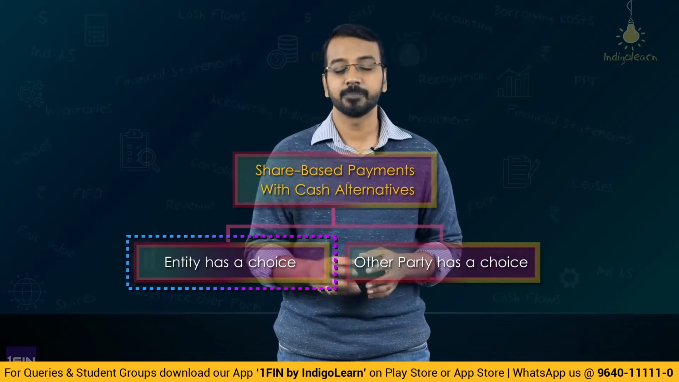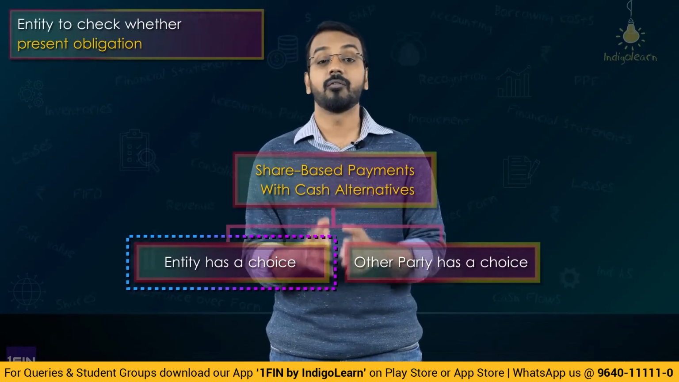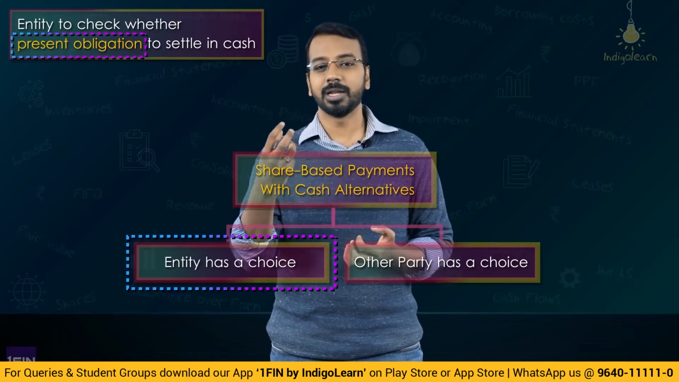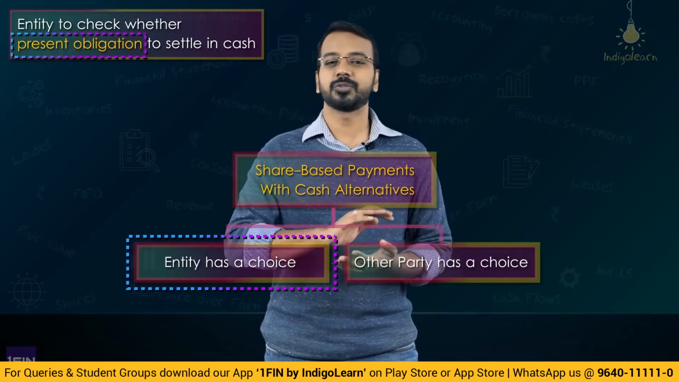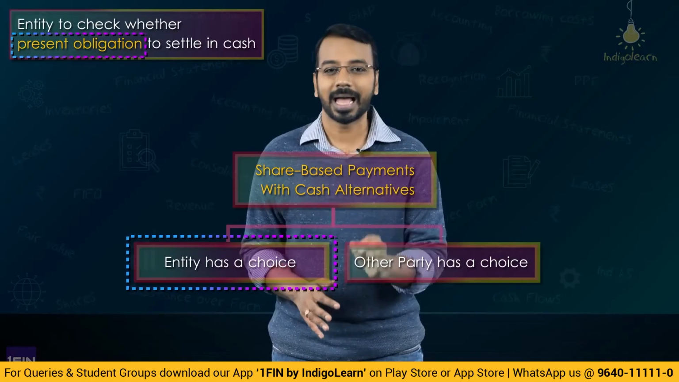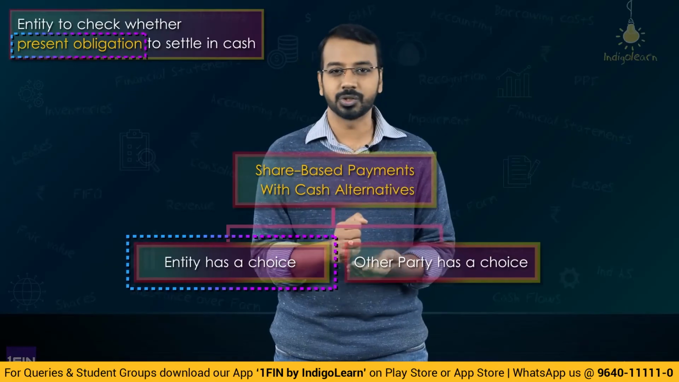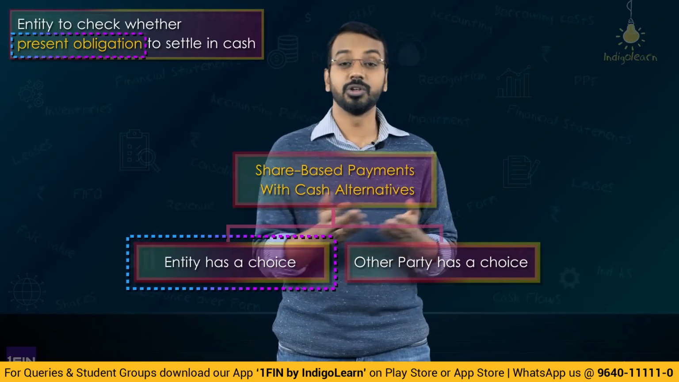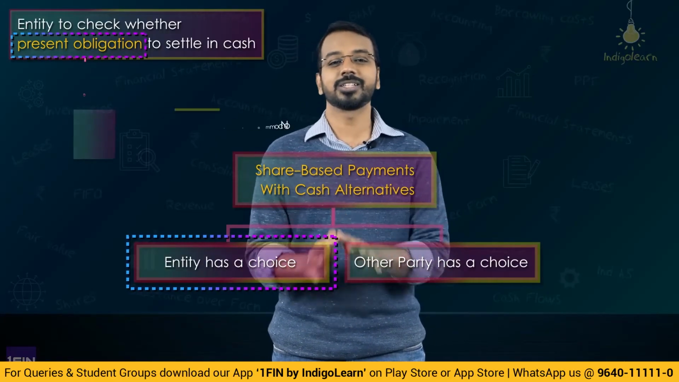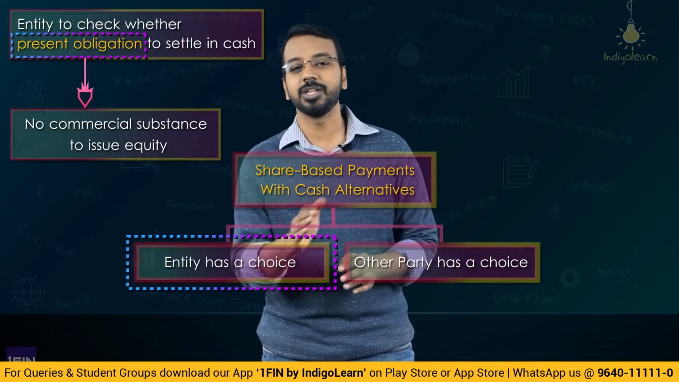Here what the standard says is, the entity has to determine whether there is a present obligation for cash settlement. What is the meaning of present obligation for cash settlement? It basically means that by looking at the circumstances of the transaction, it is for sure that the entity has to make a cash settlement. For example, if the entity does not have authority to issue further equity shares, then equity instruments cannot be issued. So what is the alternative? You have to transfer cash or you have to transfer other assets. In that case we say that the equity settlement does not have commercial substance, meaning there is a very remote likelihood that the entity will be issuing equity instruments.